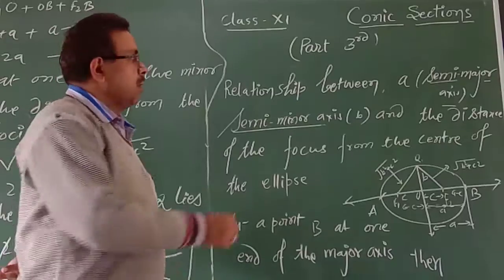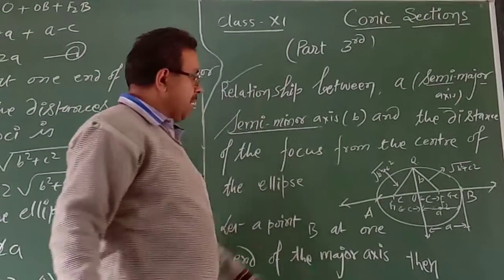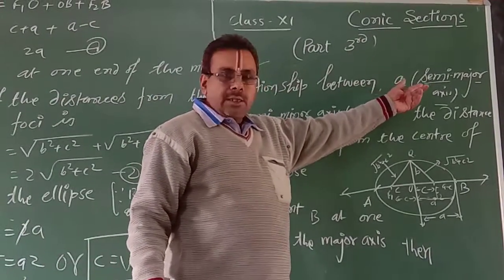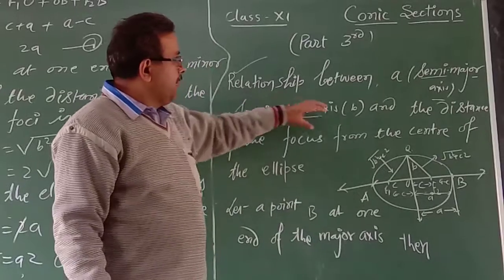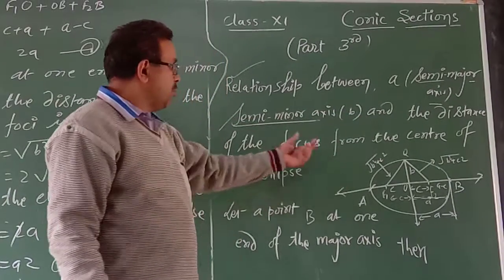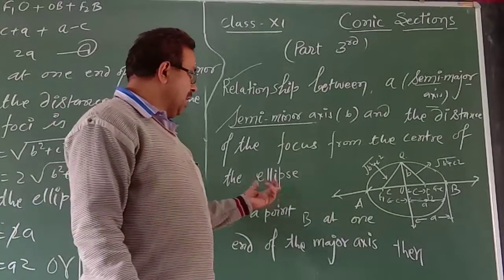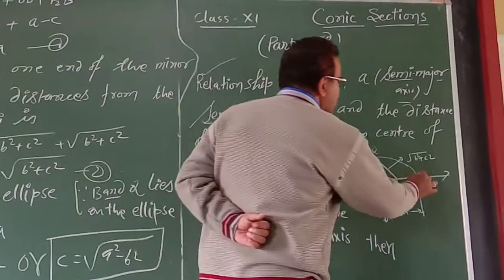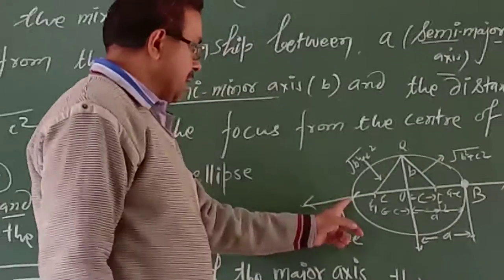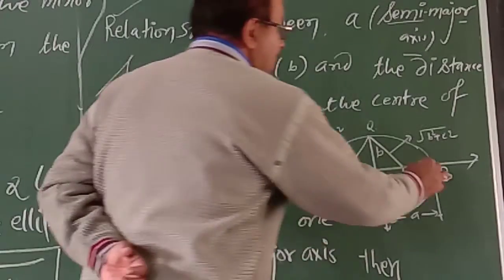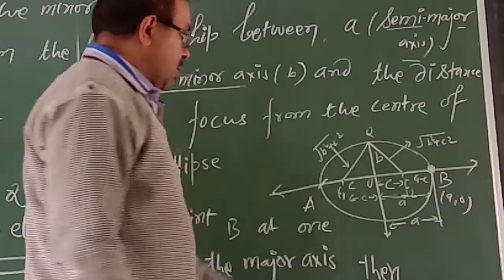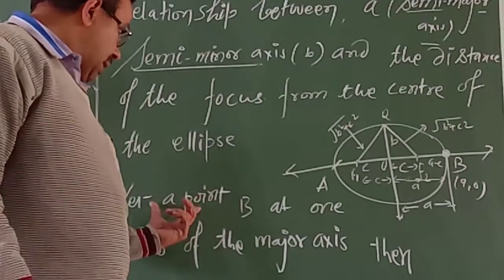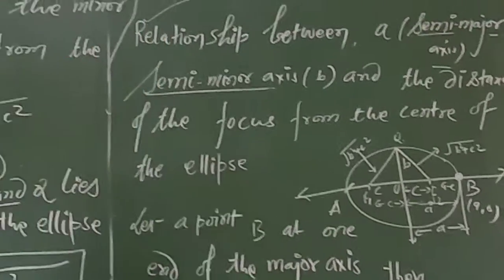Now अब एक्चुअल यहाँ पर देखो, सबसे पहले अब हम बताने जा रहे हैं कि रिलेशनशिप बिटवीन a, ये सेमी मेजर एक्सेस है, सेमी माइनर एक्सेस b एंड डिस्टेंस ऑफ द फोकी फ्रॉम द सेंटर ऑफ द इलिप्स। अब आपका हमने क्या किया कि एक मेजर एक्सेस का पॉइंट जैसे ये A है और ये B हमने लिया, कोऑर्डिनेट ऑफ B दिया है (a, 0), so OB is equal to small a. Then let a point B at one end of the major axis.